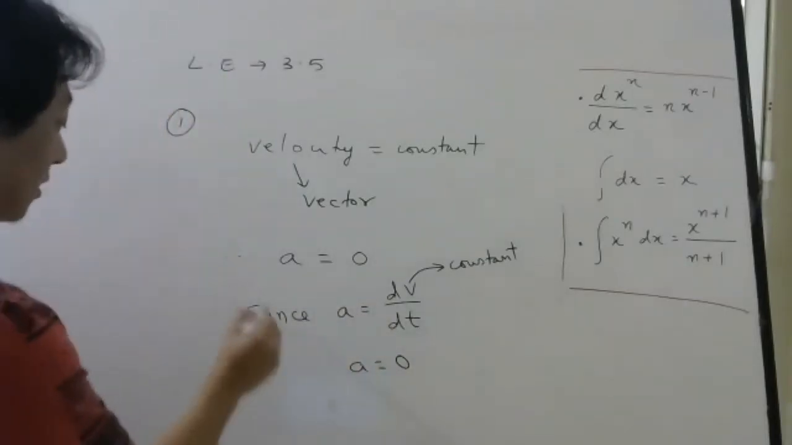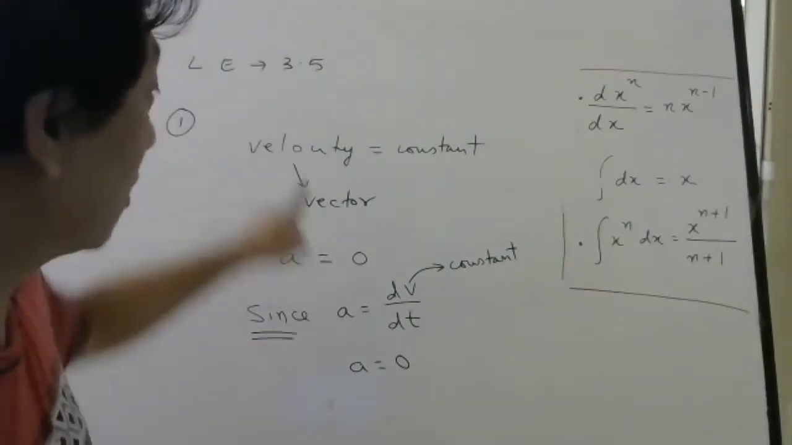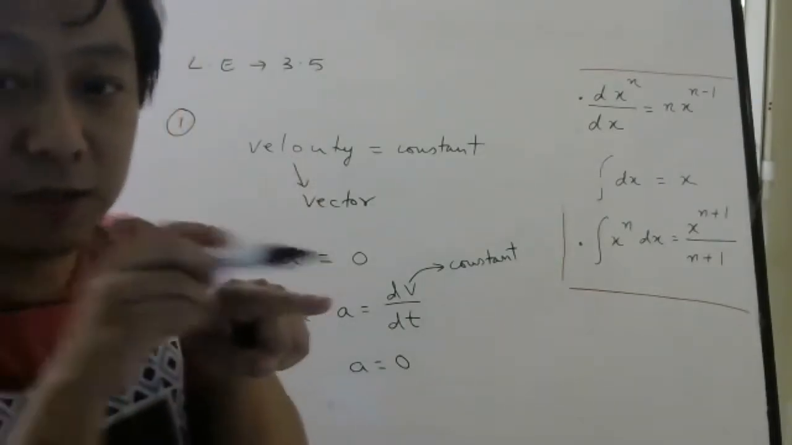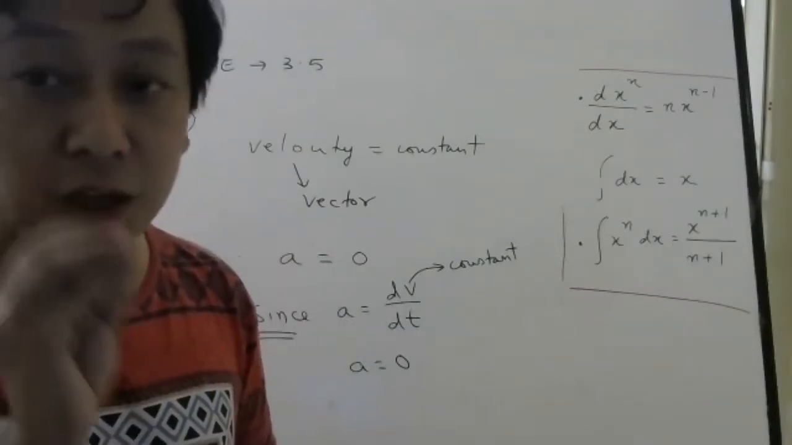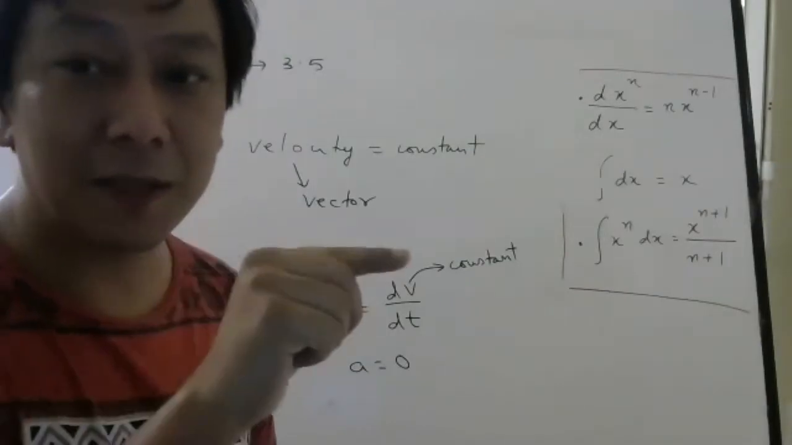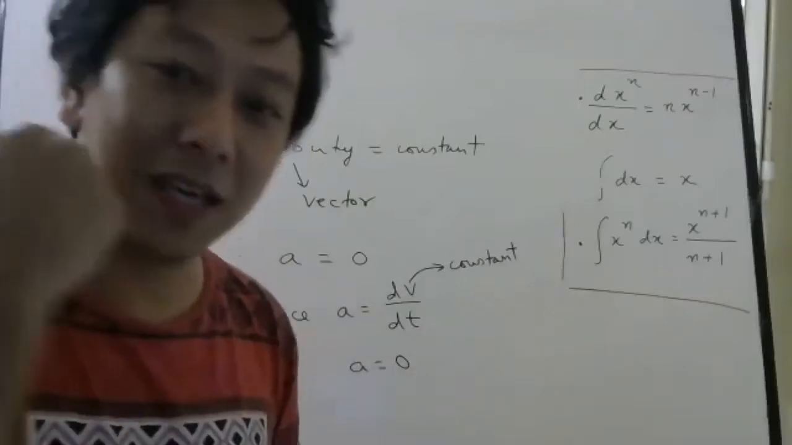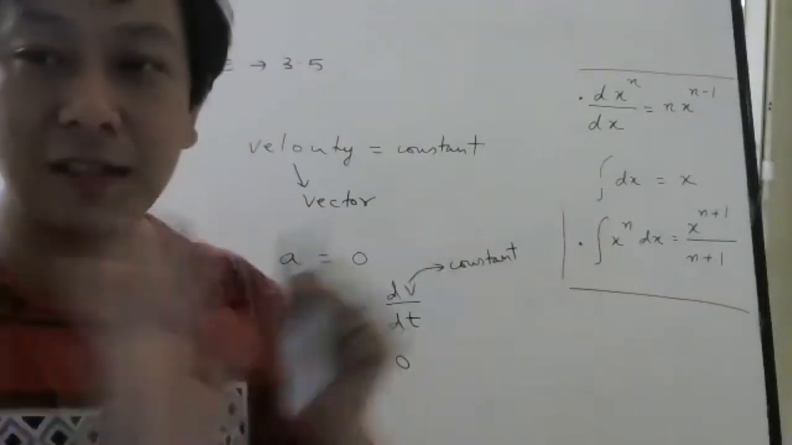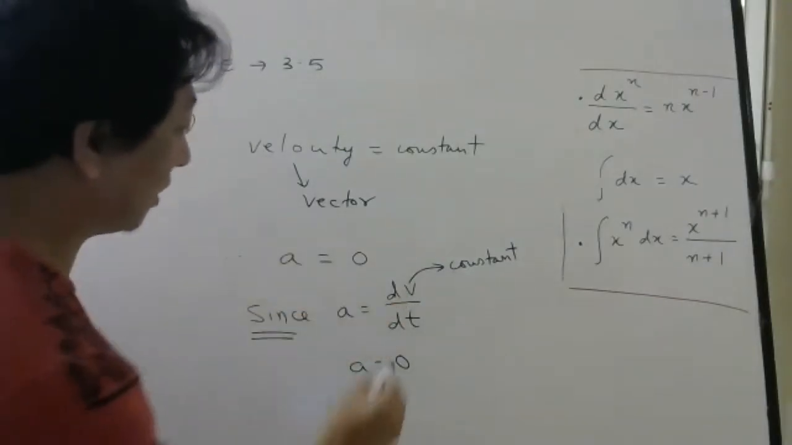So this is the reason I wrote here. Be careful, okay? If velocity is constant, it means magnitude is not changing and direction is also not changing. So if something is moving 10 meter per second east, all the time, then there is no acceleration, because acceleration is the rate of change of velocity.